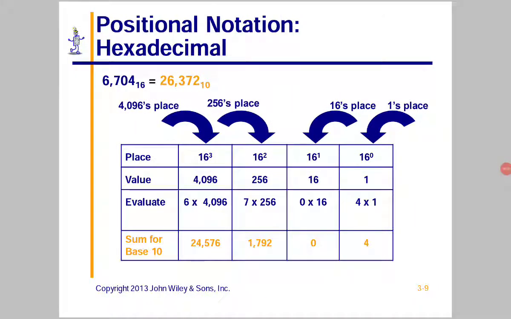Positional notation for hexadecimal. How to use positional notation for the hexadecimal number system? Convert 6704 hexadecimal into its equivalent decimal number.